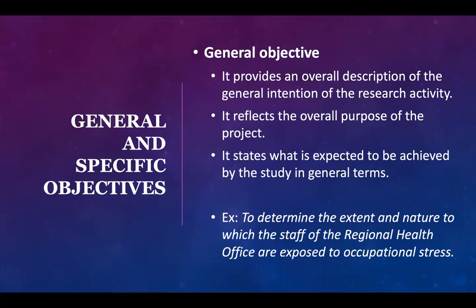Then we have to identify the difference between general and specific objectives. There are two kinds of research objectives, general and specific objectives. General objectives provide an overall description of the general intention of the research activity. It reflects the overall purpose of the project. It states what is expected to be achieved with the study in general terms.